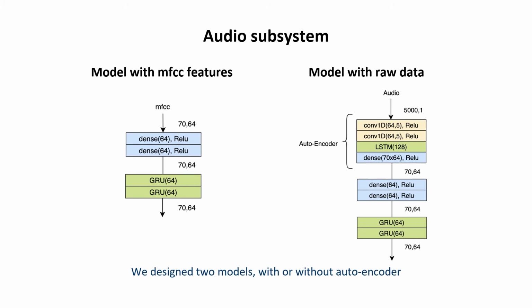For the audio subsystem, 2 architectures are constructed. On the left side is a normal one. We use the MFCC features as the input and use 2 dense layers and 2 GRU layers for feature extraction. On the right side, we use an autoencoder to extract the features.